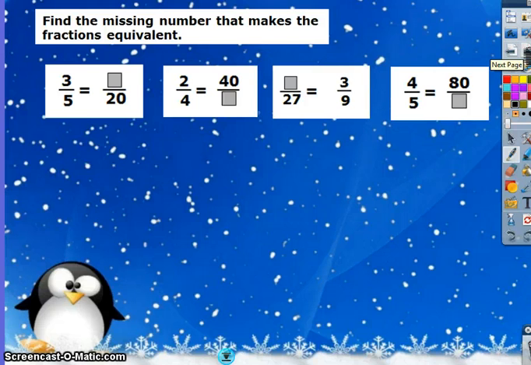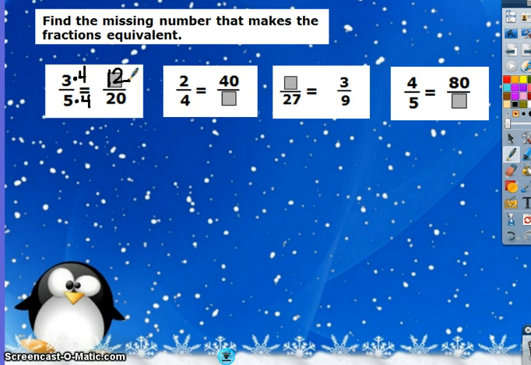So to find the missing number that makes fractions equivalent, we have to look at the 2 numbers that are either in the numerator or the denominator that are not missing. So in this case, we have the 5 and 20 over here. Here's 5 and here's 20. And we could figure out the rule that is going on between them. So 5 times what gets us 20, or 20 divided by what gets us 5. So 5 times 4 is 20. And whatever I do to the bottom, I have to do to the top. Whatever I do to my denominator, I have to do to my numerator. So 3 times 4 is 12.